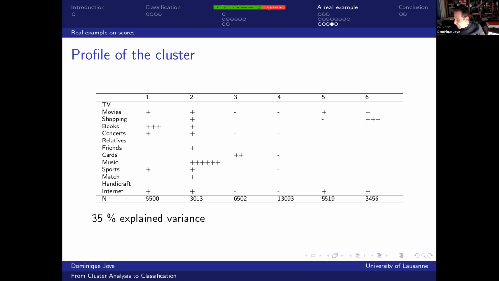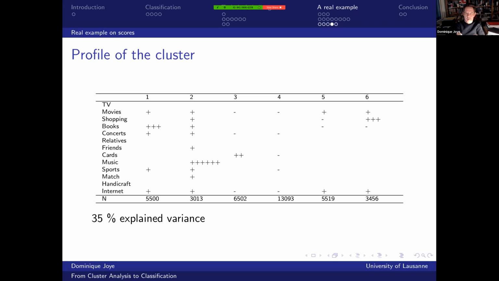You see that, for example, group 1 has much more plus for movies, books, concerts than the other groups, as well as internet use. So probably this kind of more elitist activities are more frequent in this group 1 than in the other groups. And by contrast, in group 5, I have fewer books, even if it is less marked. So that's a way to make the interpretation.